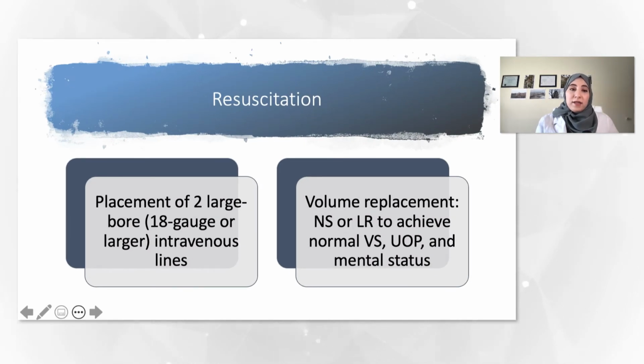How will you resuscitate the patients who are having clear signs of volume loss? You have to place 2 large bore IV lines, and you have to start fluid immediately. It can be normal saline, it can be Ringer lactate, any of the isotonic solutions to achieve normal vital signs, normal urine output, and mental status. You have to monitor these three to make sure that your resuscitation is adequate.